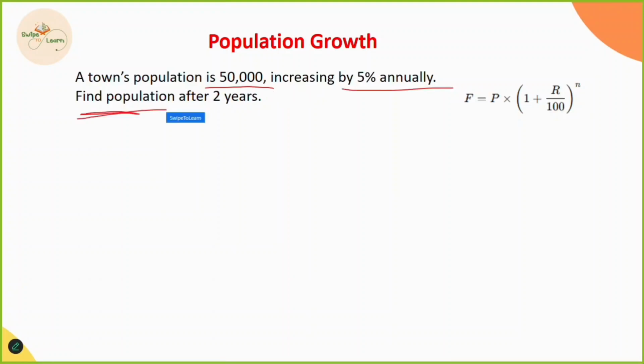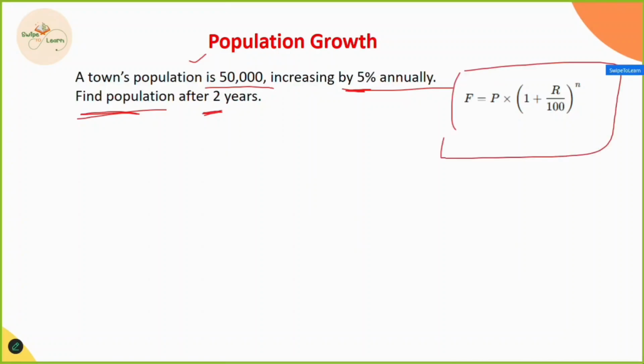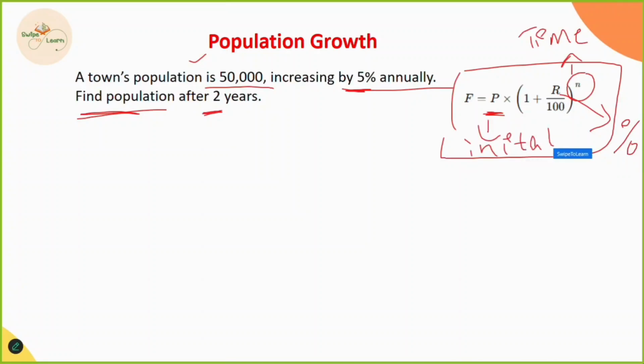A town's population is 50,000 and is increasing 5% annually, and they're asking us to find the population after 2 years. See, when a time period is given, a percentage is given and an initial value is given, you can simply substitute in this formula, where N represents the time, R is the percentage given in the question, and P is the initial amount of people in the town. So using this formula, you can simply calculate.